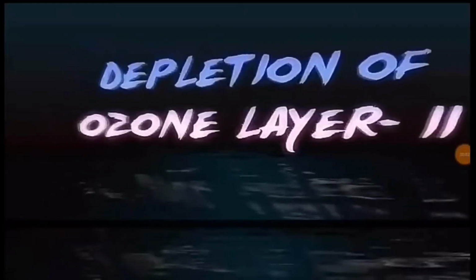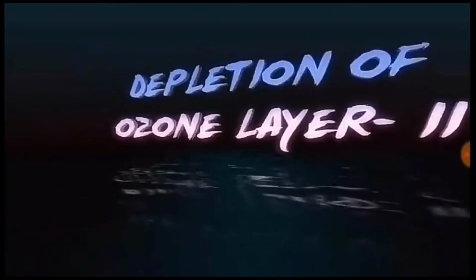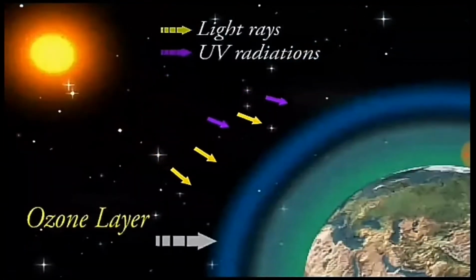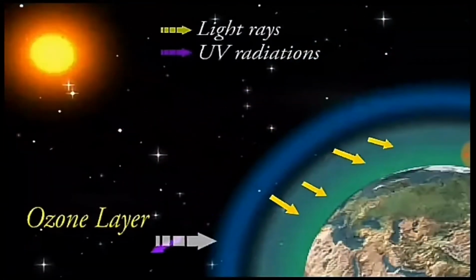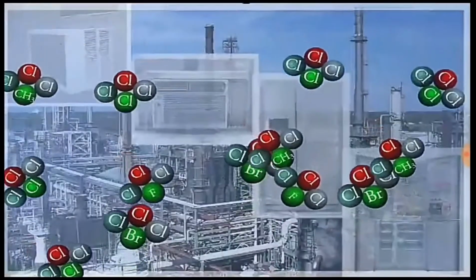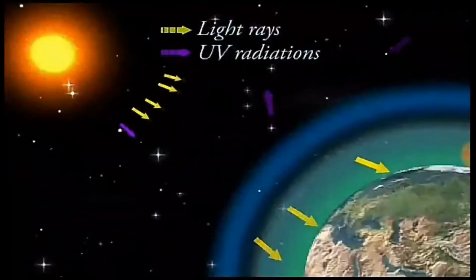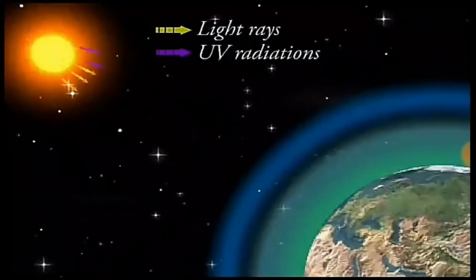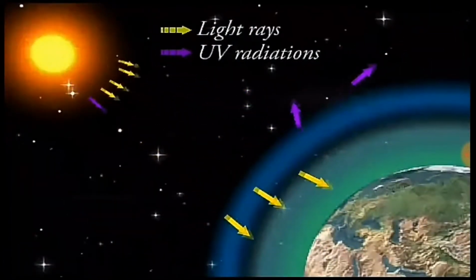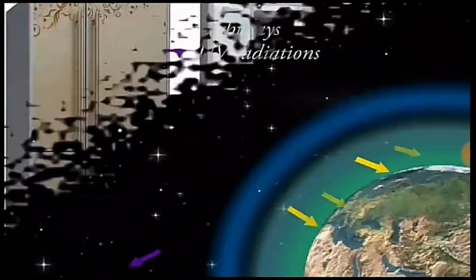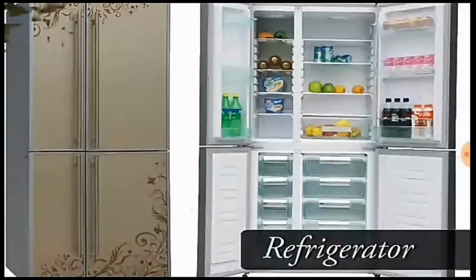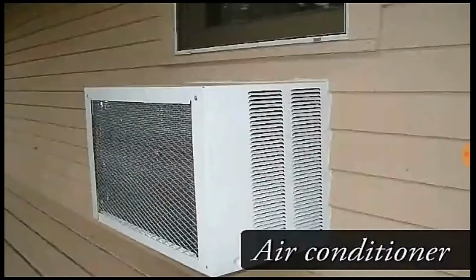Depletion of ozone layer, Part 2. But what causes the depletion of this ozone? There are various human-produced ozone-depleting compounds, generally described as halocarbons. Of these, we use chlorofluorocarbons in refrigerators and air conditioners.